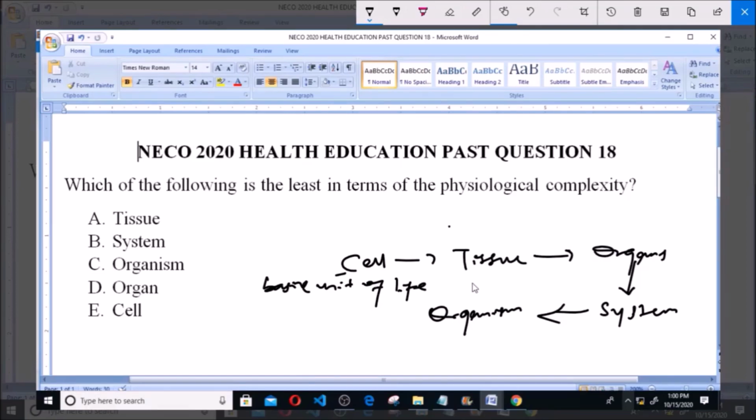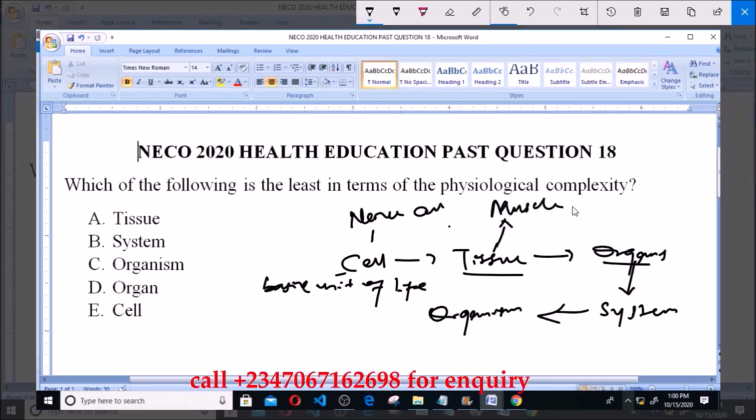Now, tissue on the other hand is made up of what? Cells. That is a group of similar cells working together. That is tissue. Then the organ is made up of tissues, a group of tissues working together to carry out a similar function. Example of cell is the nerve cell. Example of tissue, you have the muscle. The muscle is a tissue. Example of organ, you have the liver. The heart is an organ.